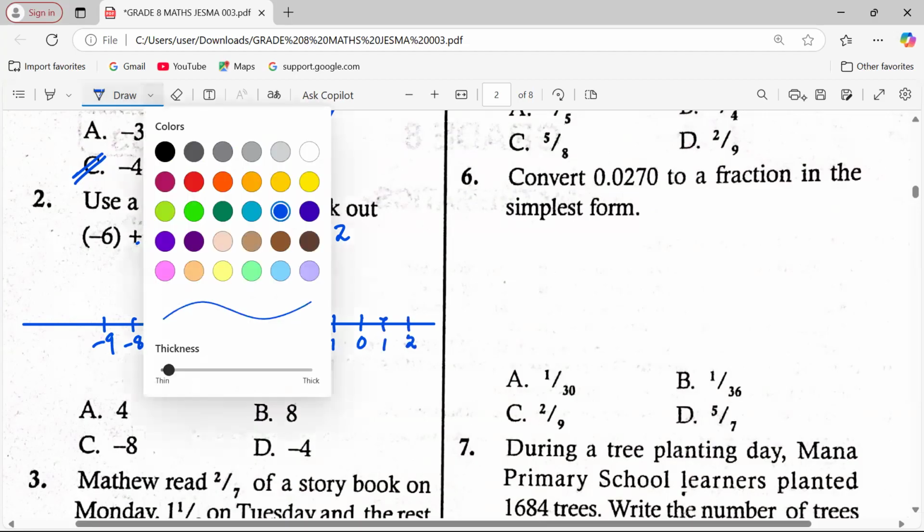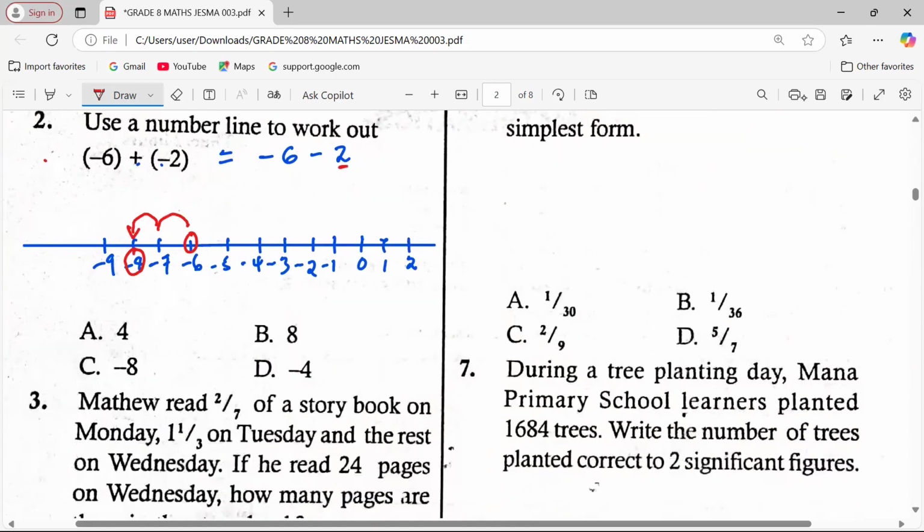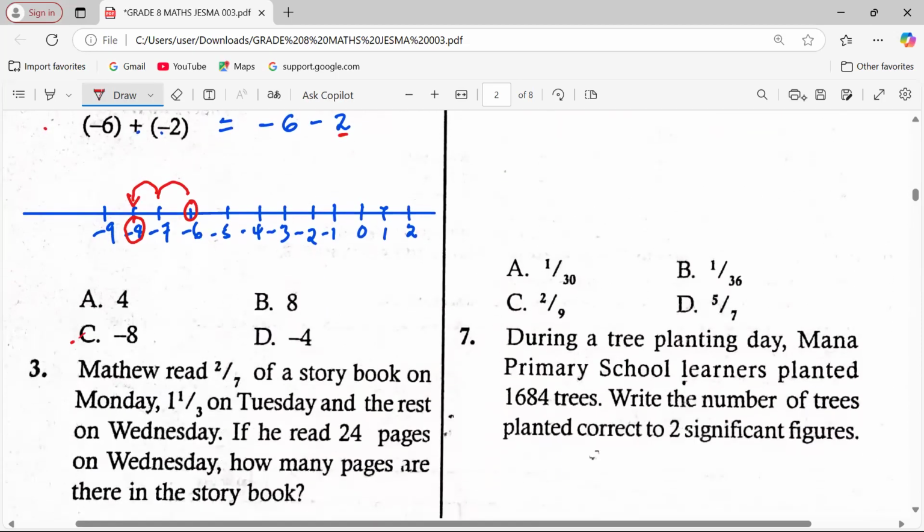So when we talk about -6, then we subtract 2. Subtracting in the number line, we move to the left-hand side. So we'll be moving from -6, and we move 2 units to the left because of the negative. If it was a +2, we would have gone to the right. So we go to the left, 1, 2. And by going 2 steps to the left, we find ourselves at -8. So the answer becomes C.